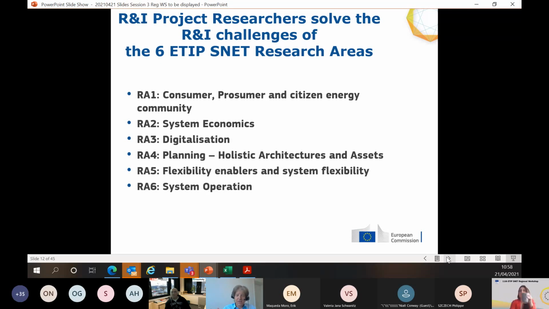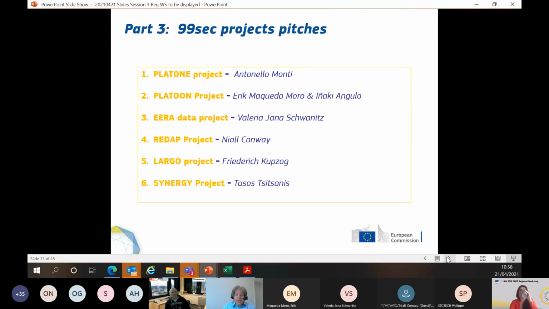So this is our current structure, and we want to learn from the projects on how we need to improve them, what we need to change so that we do the right things in terms of digitalization. Next slide, please. So let's now go into our 6 so-called project pitches, each approximately 99 seconds. No, exactly 99 seconds, of course. And let's just go this order. I will not introduce our distinguished speakers here very much. Antonello Monti will talk about the Platone project for 99 seconds.